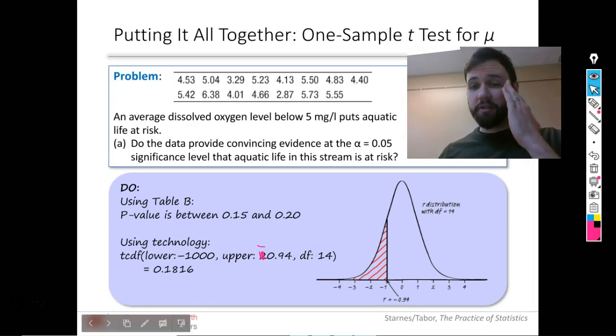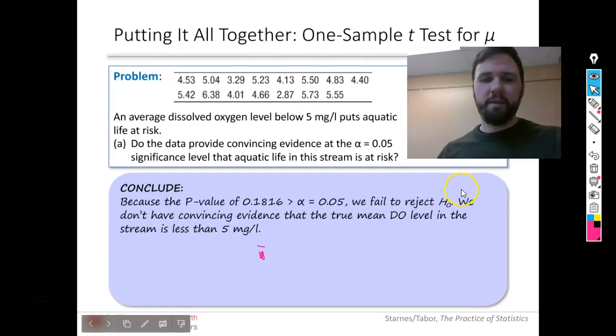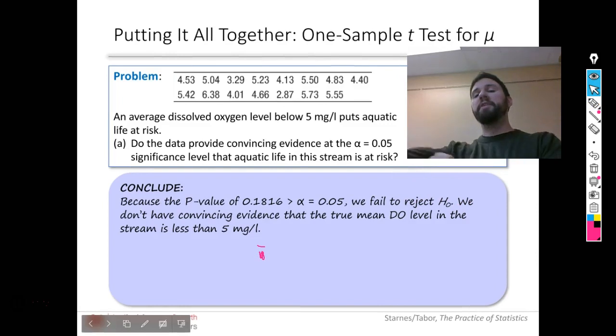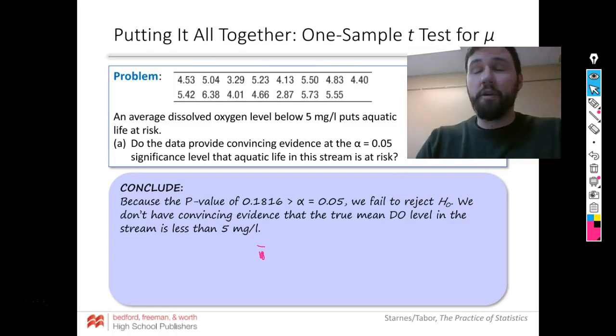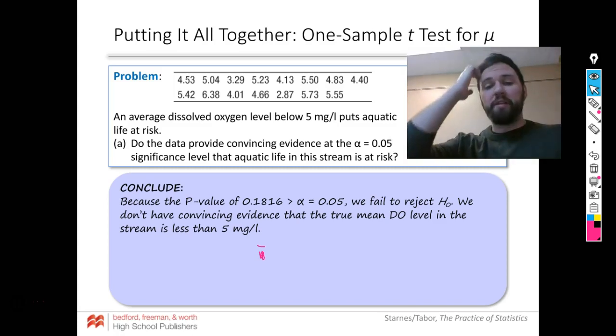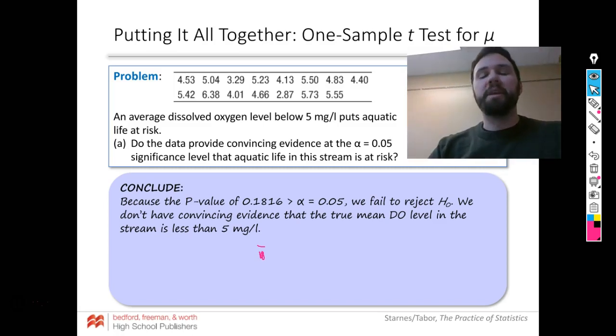And let's make a conclusion then. Because our p-value, the probability of getting that result, is over 5%, we fail to reject the null. We don't have convincing evidence that the true mean is less than 5 milligrams per liter. There we go.